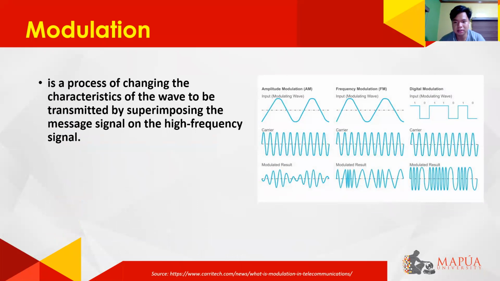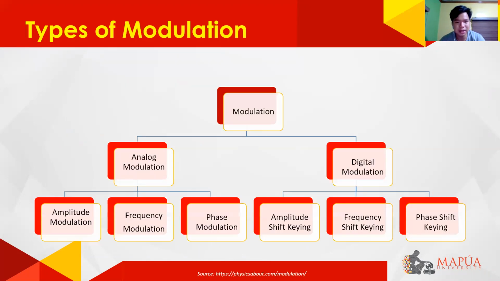So here are the different examples of modulation. So we have amplitude modulation, we have frequency modulation, digital modulation. So those are all analog modulation. Okay. So we have here the types of modulation. We have here two general types of modulation: analog modulation and digital modulation.